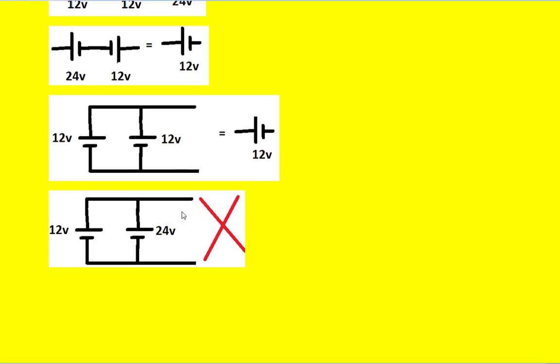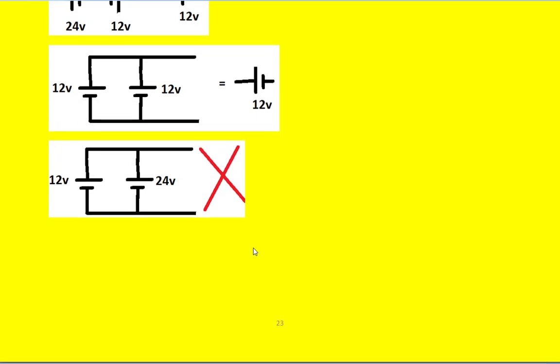You should never connect batteries which have different ratings. Suppose you have a 12 volts battery and a 24 volts battery, you should never connect the positive terminal of the 24 volts and the positive terminal of the 12 volts together like this. Similarly, connecting the negative terminal of 12 volts and the negative terminal of 24 volts together is not correct. This is not the right way of connecting the batteries in parallel.